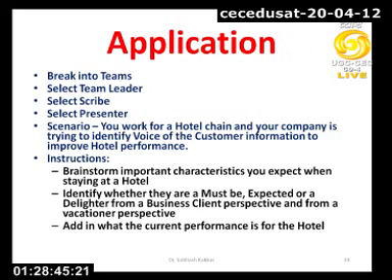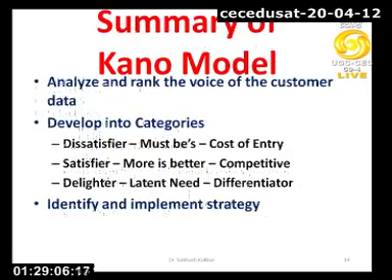And then instructions: brainstorm important characteristics you expect when staying at a hotel. Identify whether they are a must-be, expected or a delighter from a business client perspective and from a vacationer perspective. Add in what the current performance is for the hotel and then work through the Kano process.